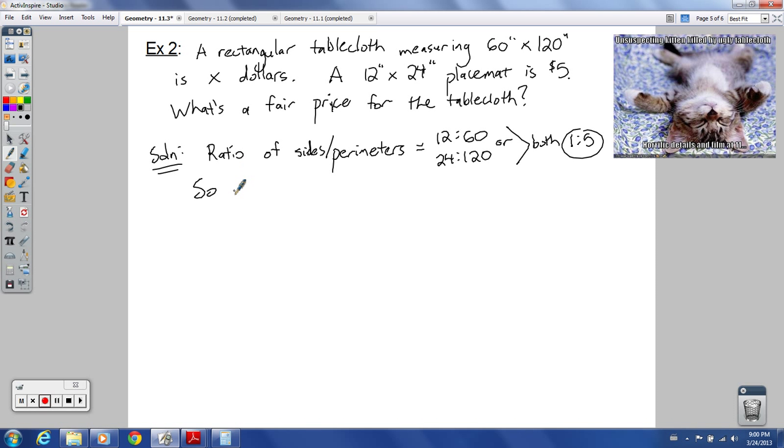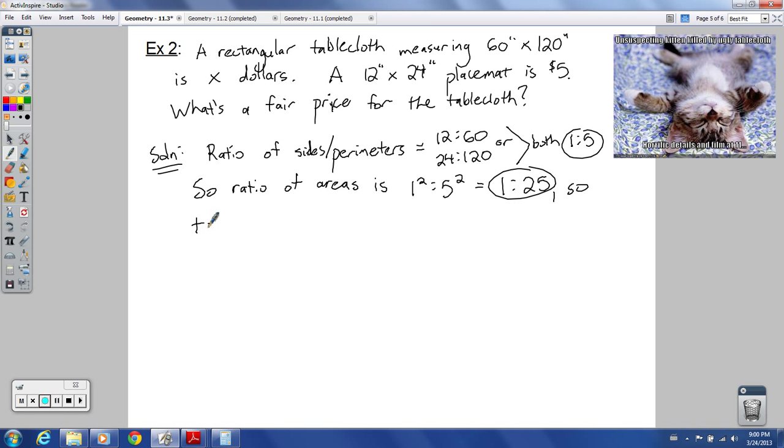And so here the ratio of the areas: how many times bigger is the tablecloth compared to the placemat? How many placemats could you fit inside the tablecloth is another good way to think of that. The ratio of the areas is going to be 1 squared to 5 squared, which is just 1 to 25. So the tablecloth is actually 25 times bigger in terms of area. So that's pretty important. This is the ratio of the areas. This was the ratio of the sides or the perimeters.